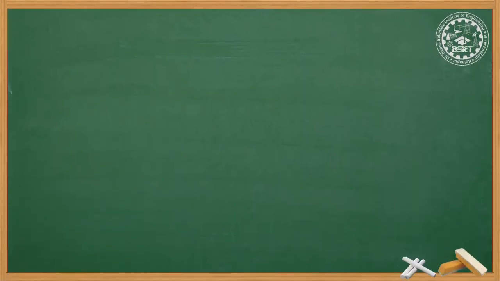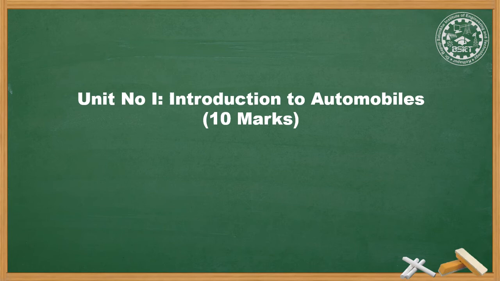Starting our first chapter, unit number 1, Introduction to Automobile. It consists of 10 marks. In this chapter, we are going to learn different types of automobiles, introduction, vehicle layout, components of automobile, and the different types of automobiles, that is LPG, hydrogen fuel, all electric vehicle, etc.